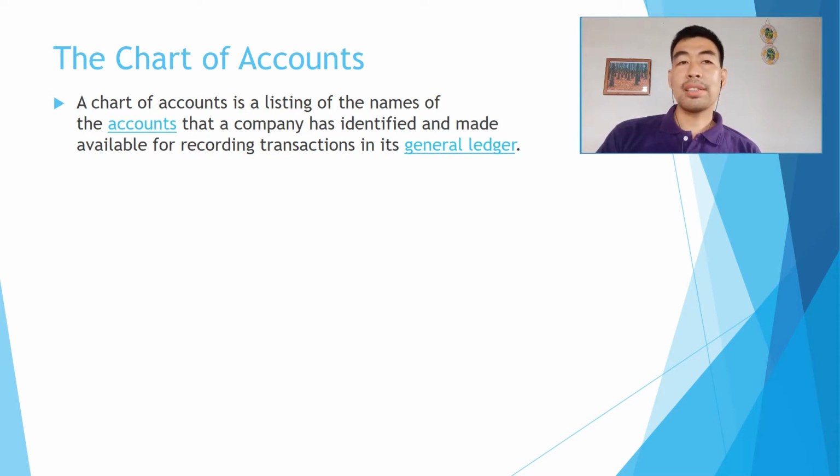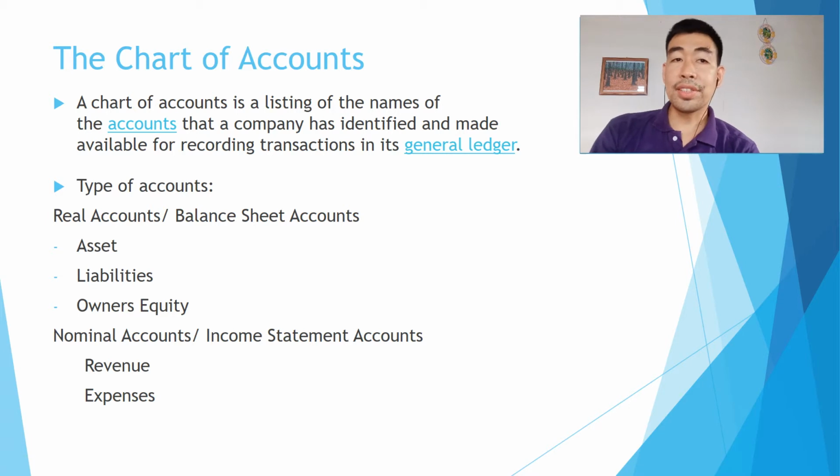A chart of accounts is the listing of the account names that a company has identified and made available for recording transactions in its general ledger. A company has the flexibility to tailor its chart of accounts to best suit its needs, including adding accounts as needed.